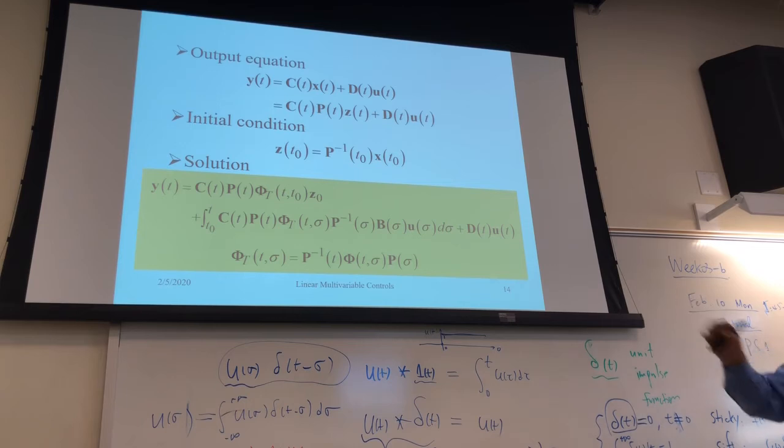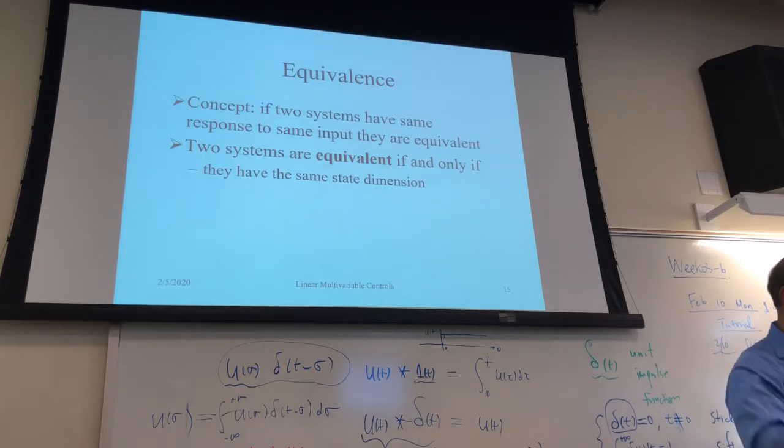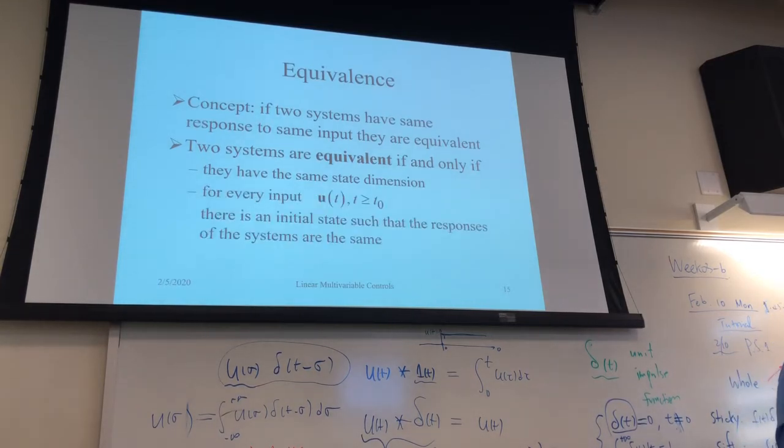So this is something we get after the transformation. Now it's ready to introduce the concept of two systems that are considered equivalent or similar. It's called similar. So two systems are equivalent if and only if what? They have the same state dimension, the size is the same. And for every input, under the same input there is an initial state such that the responses of the systems are the same.